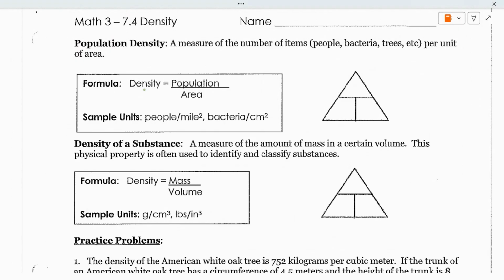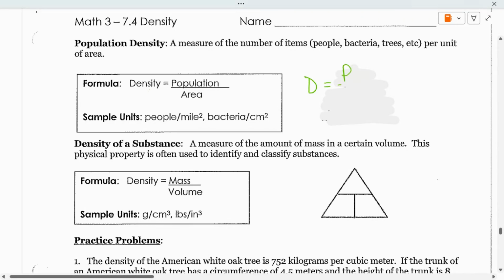So the formula for density equals population divided by area. I will tell you right now that I know that you guys use these little triangle things in science classes. I hate them. My brain does not work like that. So density equals population divided by area. I have a math brain, right?